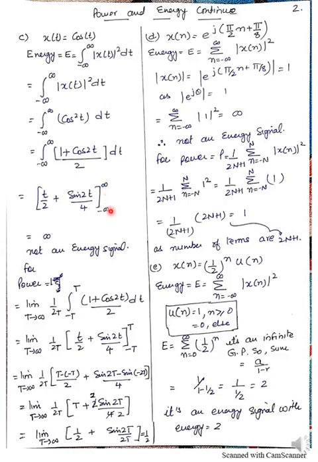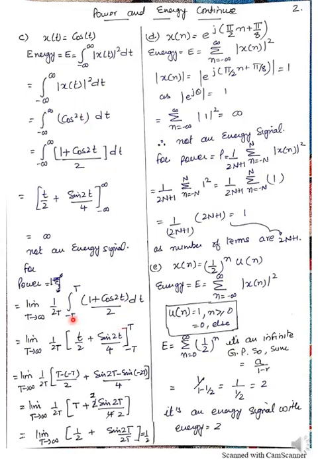When you put the limits minus infinity to infinity, you will get the answer equals infinity due to this first part. So the answer is that this is not an energy signal. Now we will check whether this signal is a power signal or not. So we'll use the formula for power. Again x(t) square will remain (1 plus cos 2t) by 2. We can use it directly from here because this part will remain the same.